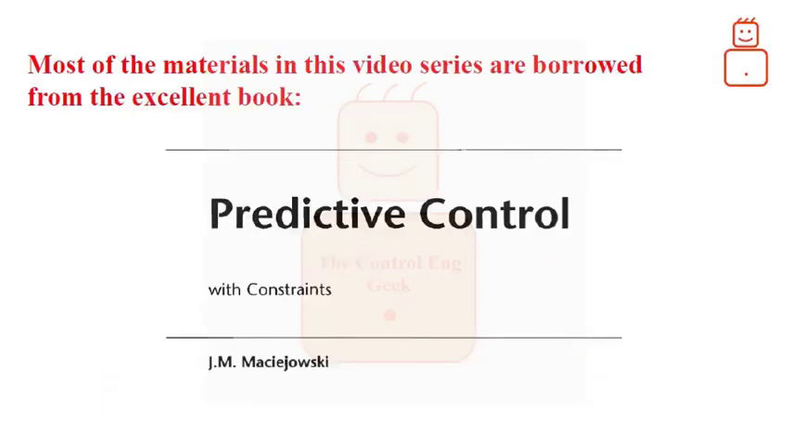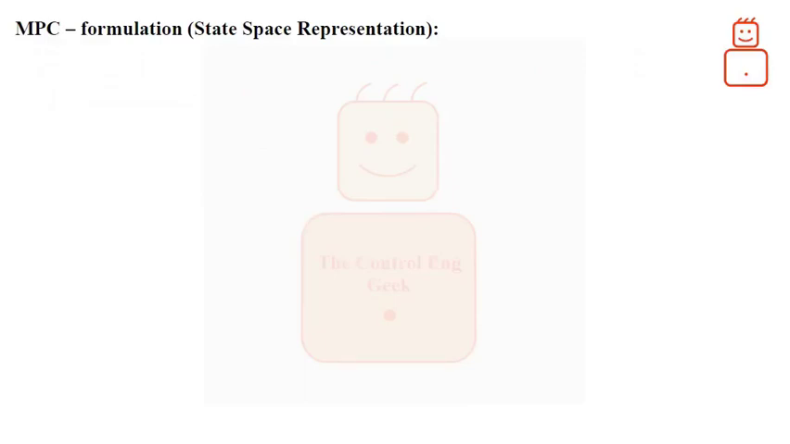It is important to note that most of the materials presented in this series of videos are borrowed from the great book, Predictive Control with Constraints, which is written by Maciejowski. The very first thing to be introduced in the formulation of the MPC problem is the process model. In this video we are going to use the state space representation. Later, I am going to illustrate how to use other types of representations such as step or impulse responses.